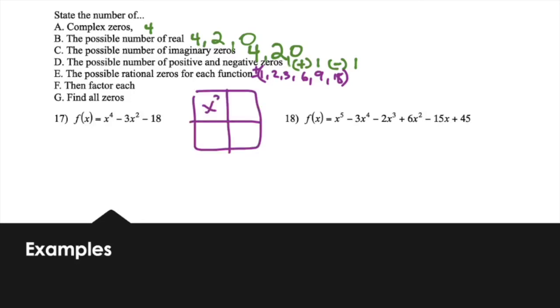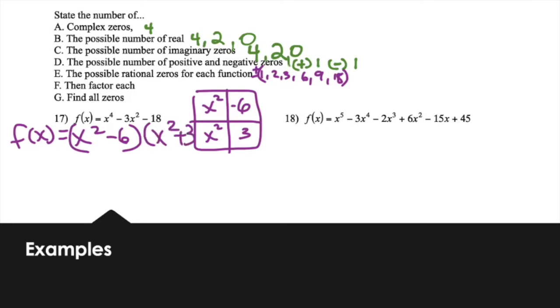I'm going to have x squared and x squared. What multiplies to be 18 and subtracts to be 3. 6 and 3, and I need one of them to be negative. And so we want it to add to be negative 3, so I'm going to have to make it that. All right, so my factors are just straight across on the horizontal there. So we have f of x equals x squared minus 6 and x squared minus 3 plus 3.